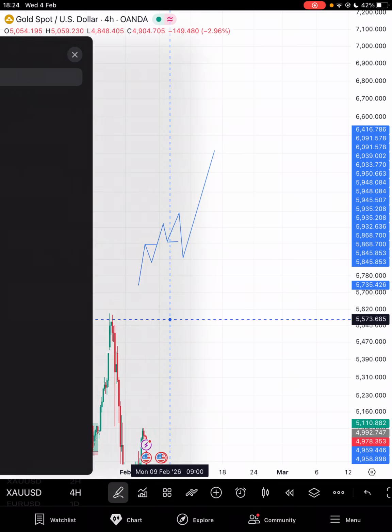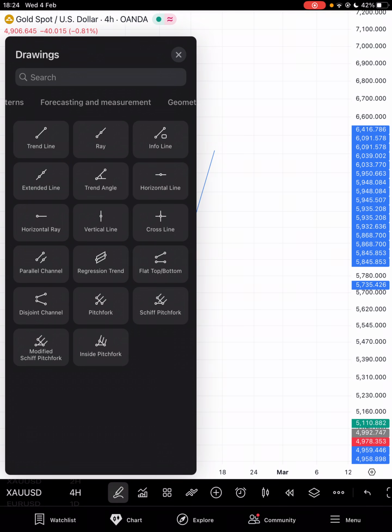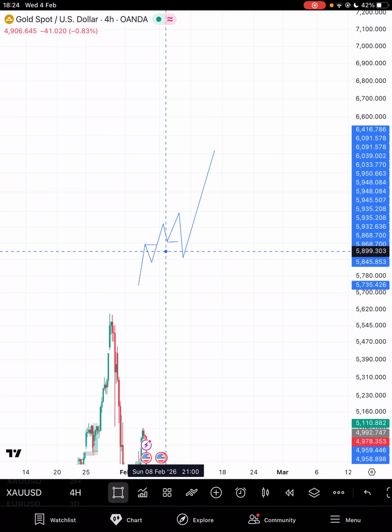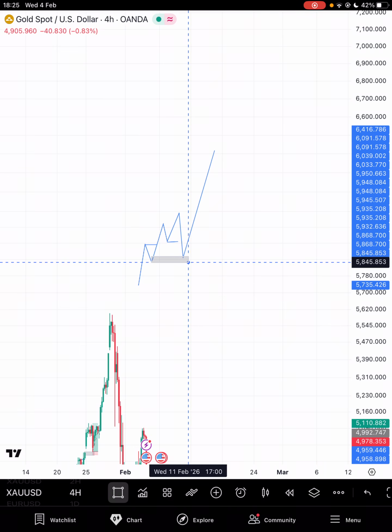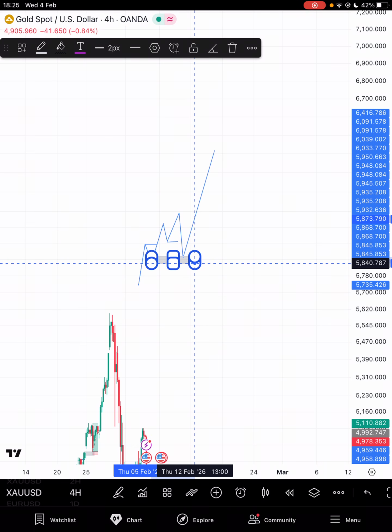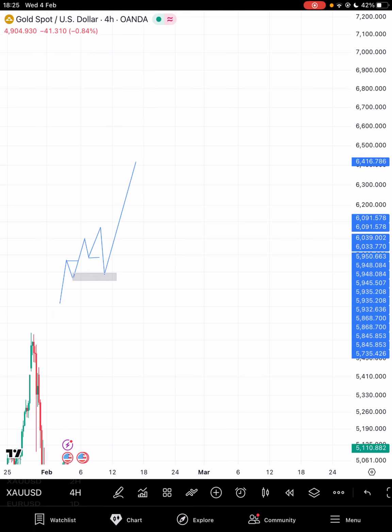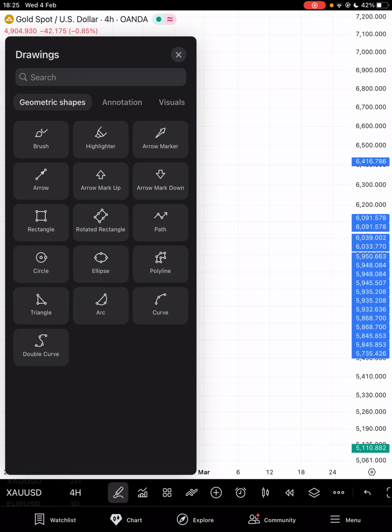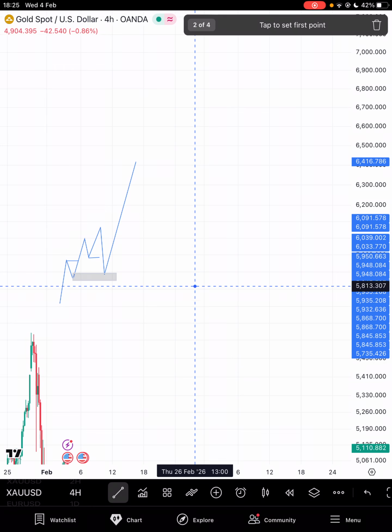Now this entry here, sorry, this is the order block entry, simple as it is. Then this is the breaker block entry instead.